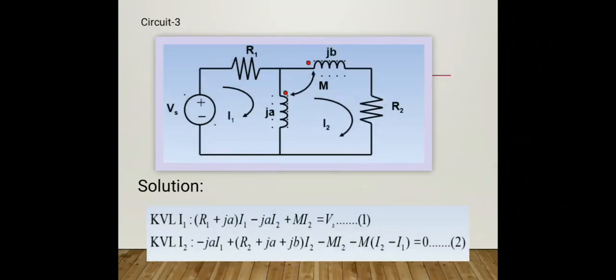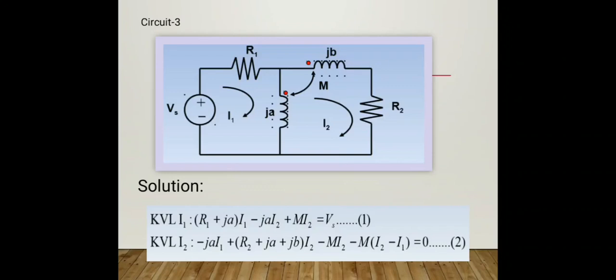We move to the third circuit. Okay, let me apply KVL in the first loop. Normally R1 plus jωLA I1 and minus jωLA I2. Then mutual inductance is created by LB. Both sides the current enters, so the mutual inductance is positive and created by the I2 current, so jωM I2. And applying KVL in the second loop, normally minus jωLA I1 plus R2 plus jωLA plus jωLB times I2.